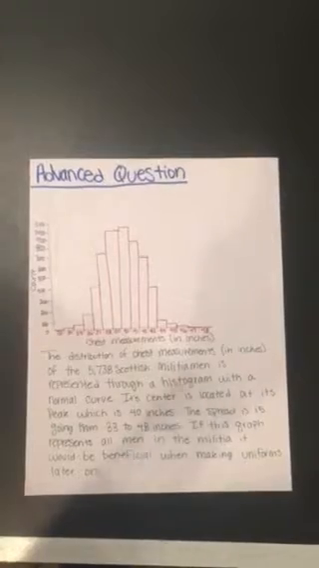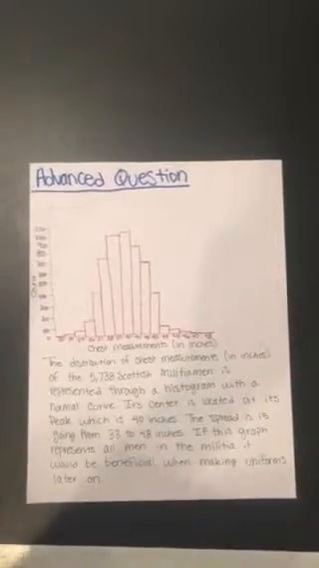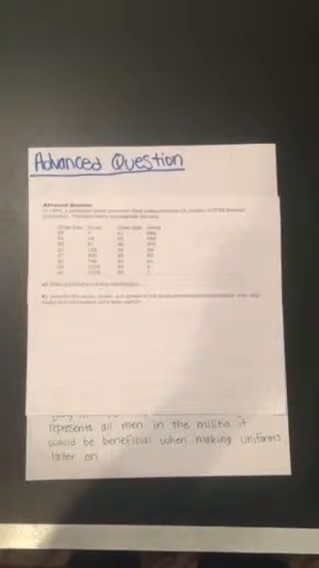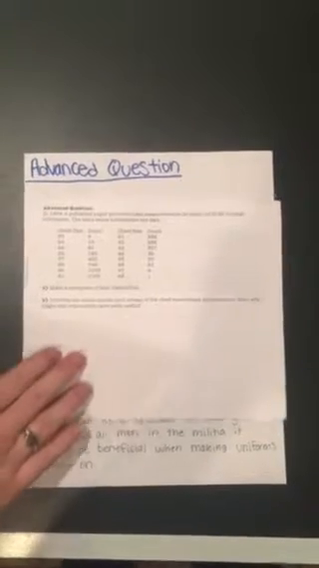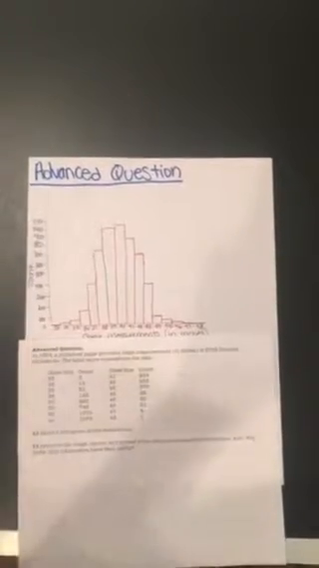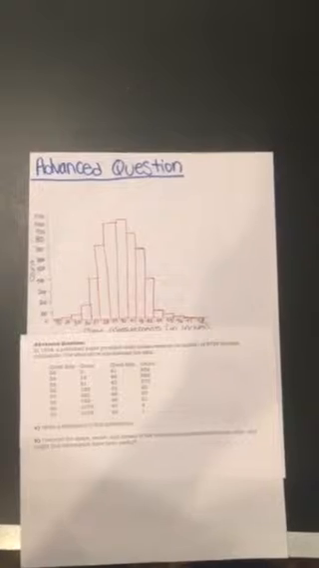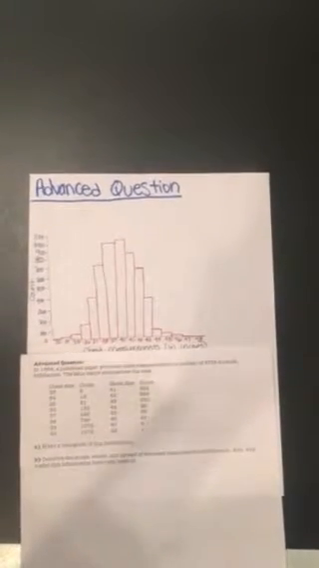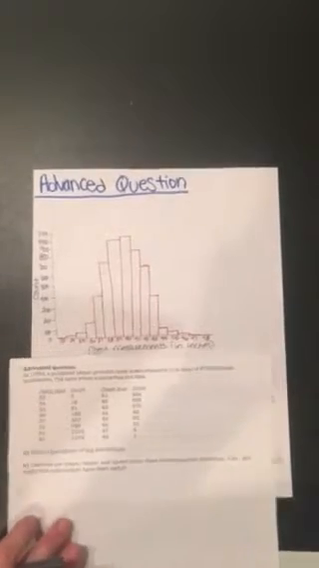The advanced question gives us a chart of chest measurements in inches of 5,738 Scottish militiamen. This question asks us to create a histogram and then describe the shape, center, and spread of the distribution. Also, why might this data be useful?